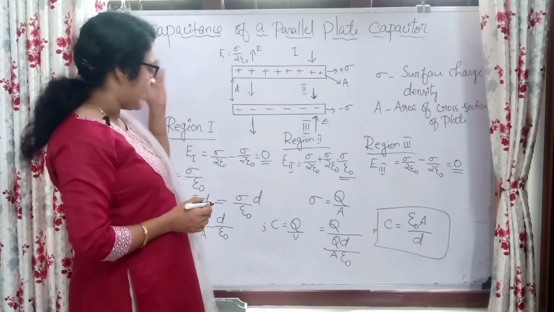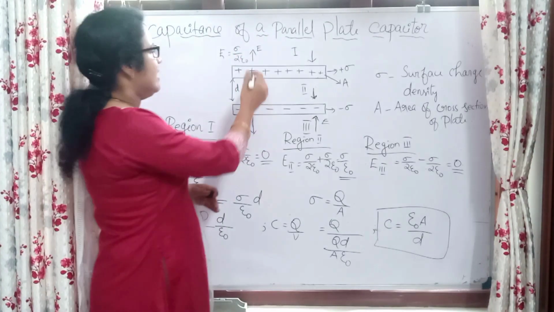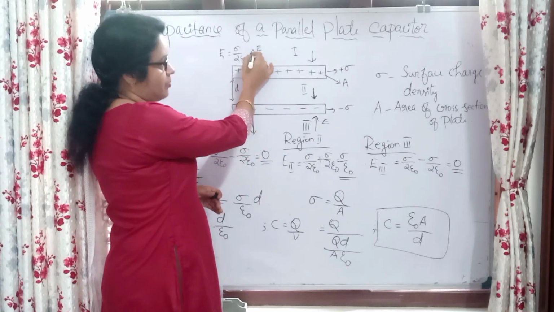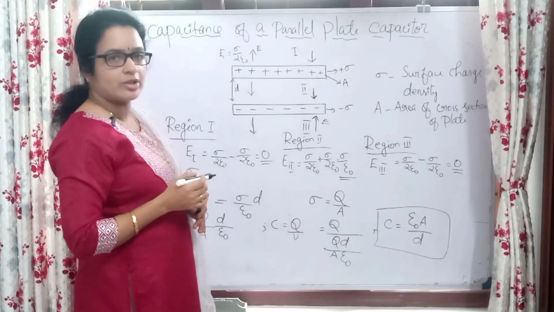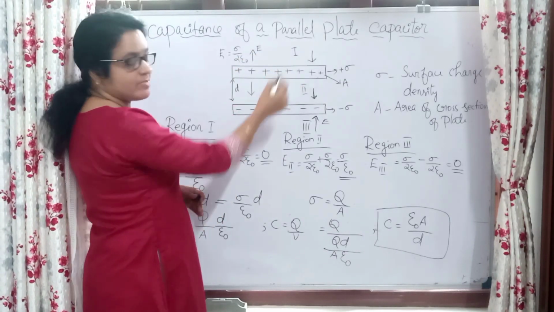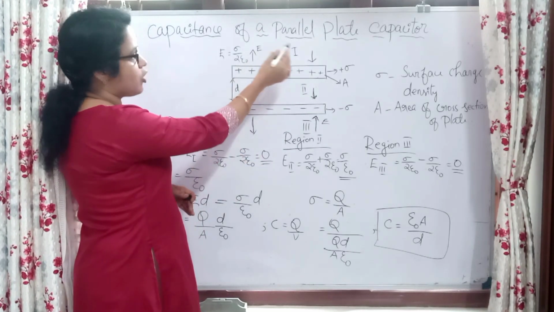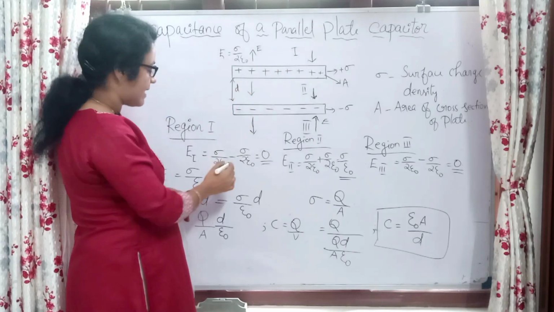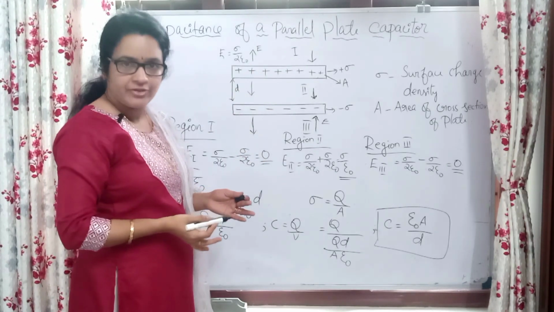Now we have to find the electric field in region 1. So what about region 1? Here we have the electric field in upward direction, and here it is downward. So what will be the total field? This is sigma by 2 epsilon 0, and this is downwards, meaning negative. They are equal and opposite, so they get cancelled and the total field will be 0. So in region 1 there is no electric field.